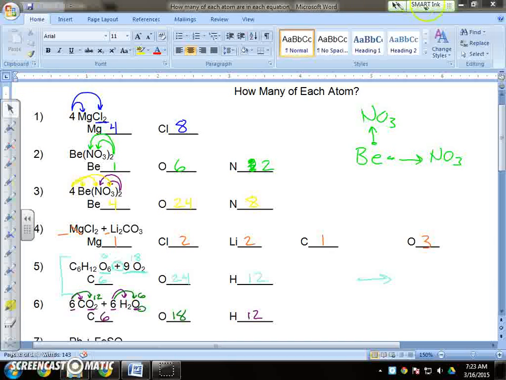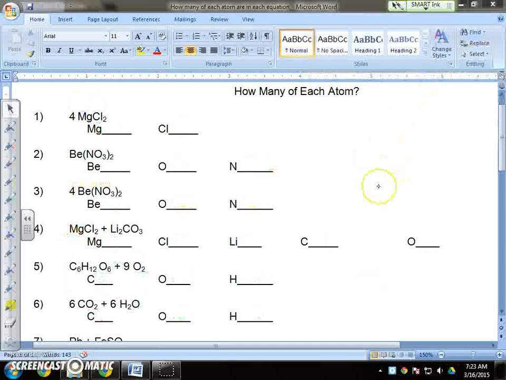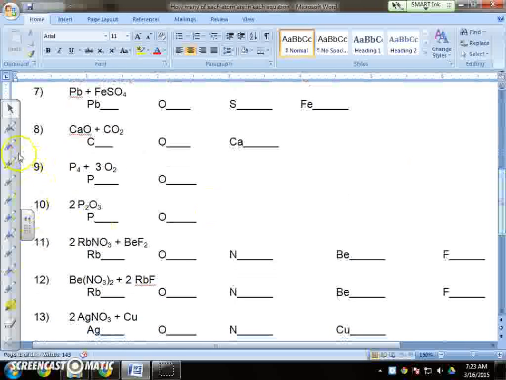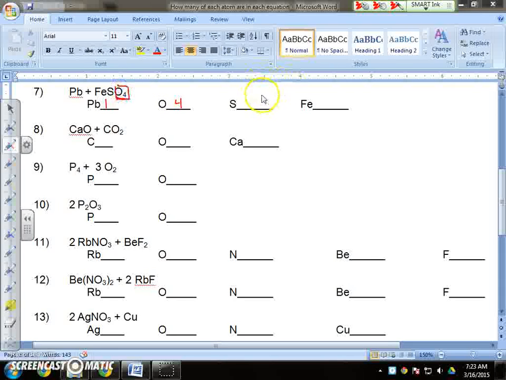Alright, moving our way down to 7. We'll shift our way down for 7 through 13. And we'll start off again here. I've got Pb plus FeSO4, no coefficients, nothing crazy going on here, so it's simply count them out. 1 Pb, 4 oxygens, because we've got that subscript 4, it only relates to the oxygen here, because there's no parentheses. 1 S and 1 Fe.